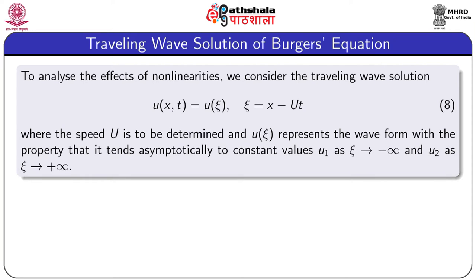Now, I am trying to find the traveling wave solution of the nonlinear Burgers' equation. So, to find that, we assume a traveling wave solution in the form u(x,t) equals u of xi, where xi equals x minus U t. That means we are assuming a traveling wave solution which is moving with speed capital U, and this is to be determined, and it is also given that the waveform has the property that it tends asymptotically to a constant value u1 as xi tends to minus infinity, and it tends to another constant value u2 as xi tends to plus infinity.